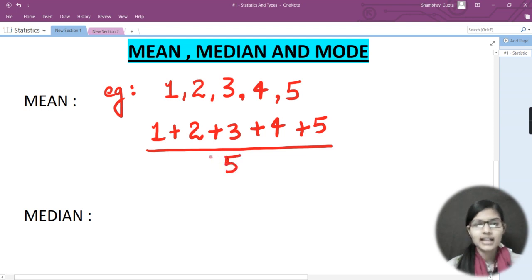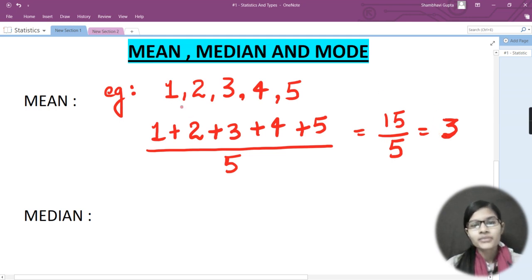So firstly we need to take the summation of all the numbers and then divide that summation by the total count of numbers here. The total summation for the numbers is here: 1 plus 2 is 3, 3 plus 3 is 6, 6 plus 4 is 10, and then 15. We got 15 here, and when we divide it by 5 we get the final result as 3. So basically the mean for 1, 2, 3, 4 and 5 is 3. I hope I made it clear to you how to find the mean.